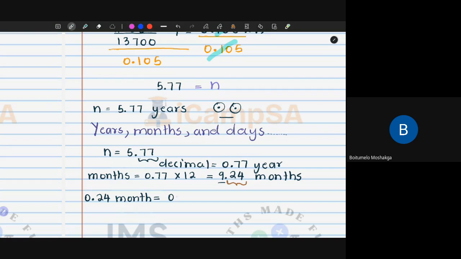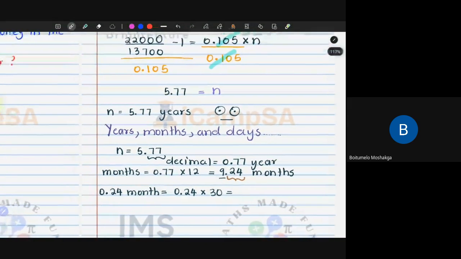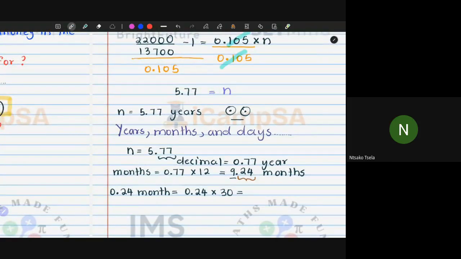So what we are going to do is take this 0.24. We know that this is a month, but we're not sure how many days, because it's not a full month. So we'll use 30 days. On average, months have 30 days. There's months that have 31 days, others have 28, but we'll use 30 days. Any question? You guys can multiply this and give me the answer. What do you get? 7.20. So we have 7.20 days now.